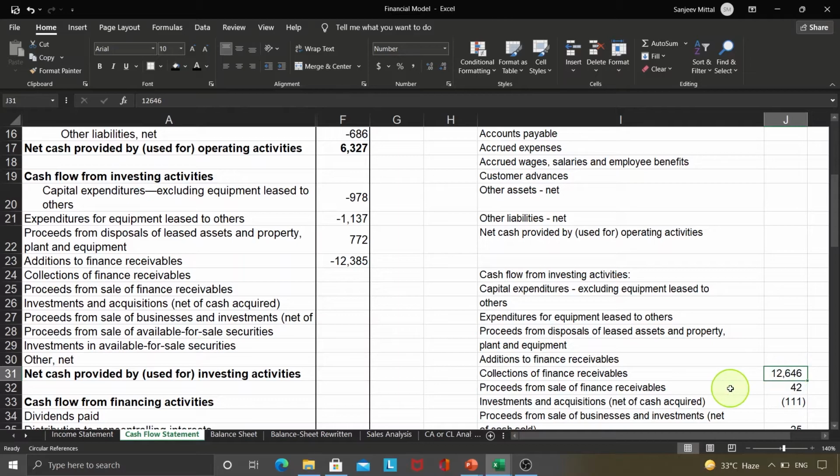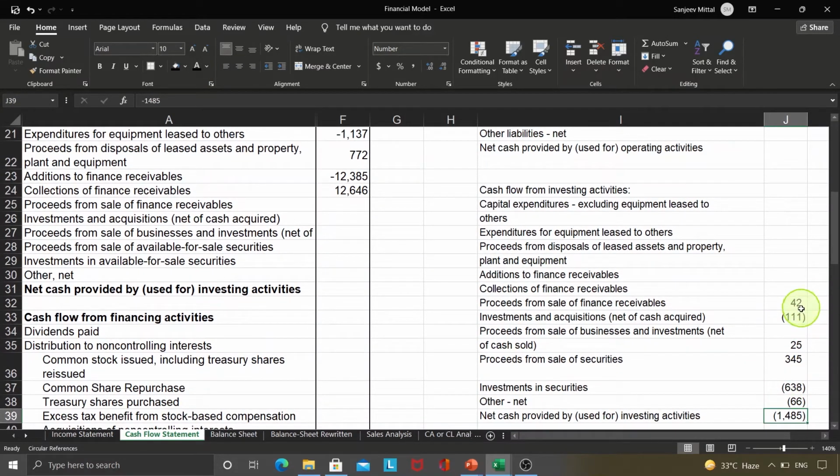Now, if you go further, you can see collection from finance receivables is 12,646. And there is a collection from finance receivable of 12,646 here. And after that, there is a proceeds from sale of finance receivable of 42, and then 111. And if I delete these two numbers, I can show you that these two numbers are 42 and 111. And after that, there is a proceeds from sale of business and investment, which is 25 and 345. Let me show you individually, this is proceeds from sale of business of 25, and then proceeds from sale of securities is 345, as you can see.